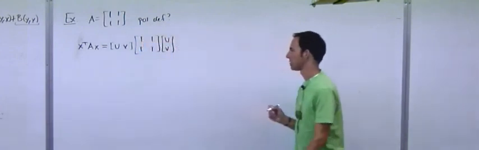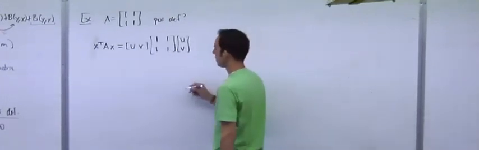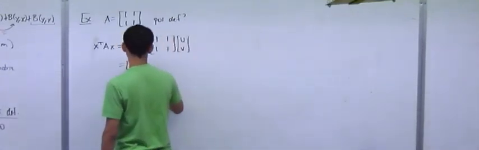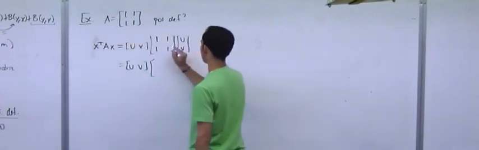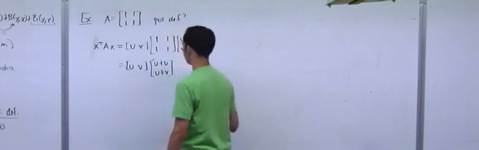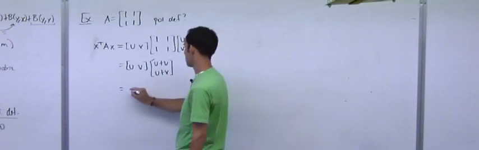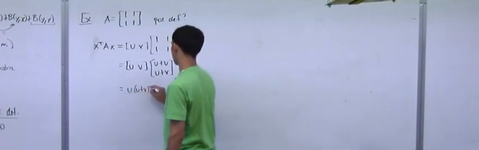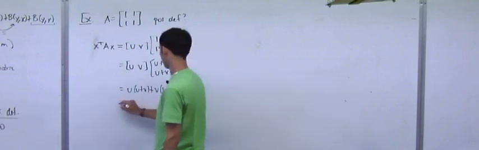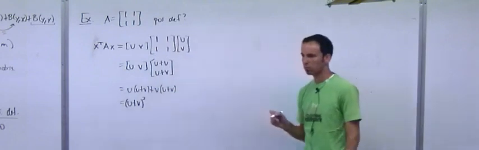So we get this, okay? And we just have to compute this and see if it's positive or not. So you just go ahead and multiply. So here you get u plus v, okay? And so then you get u times u plus v times u plus v. So you get this. Okay?